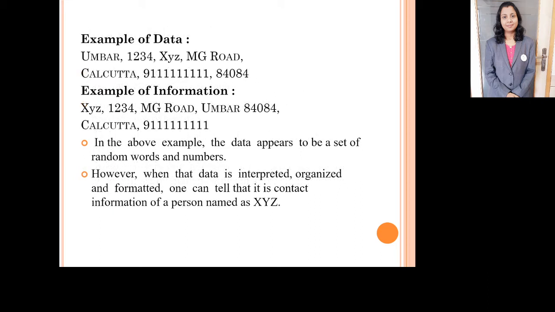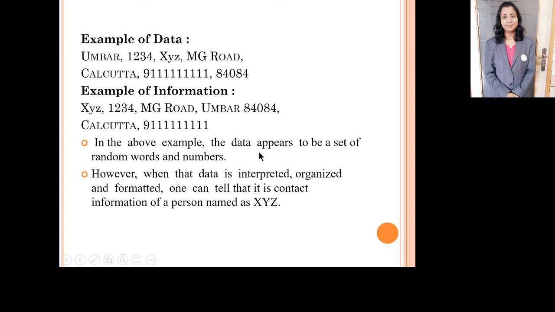We will see an example so that you can understand it properly. What is data? Data is this: Amber, comma, 1234, XYZ, comma, MG Road. This is data. Now what is information? Information is: XYZ, 1234 MG Road, Amber, Calcutta. This is a mobile number. So this data is in a haphazard manner. When organized in a particular manner, you will get some significant information that is understandable by human beings.